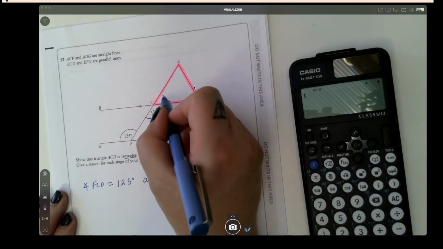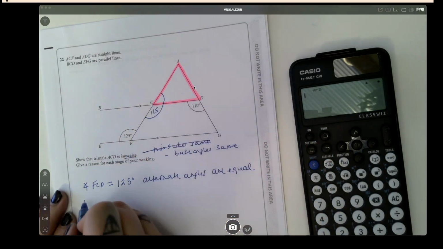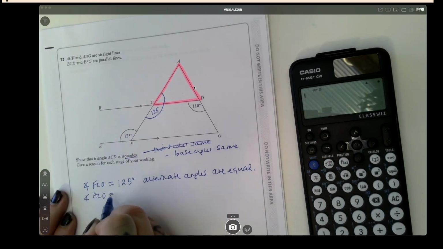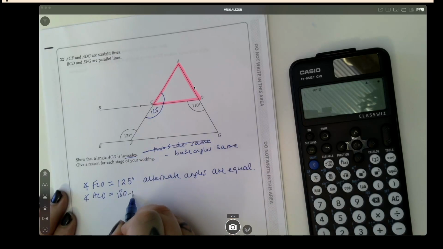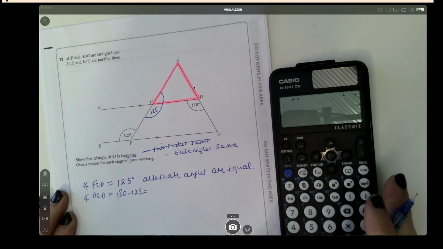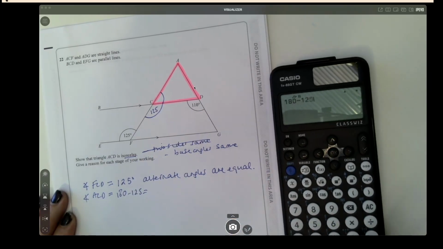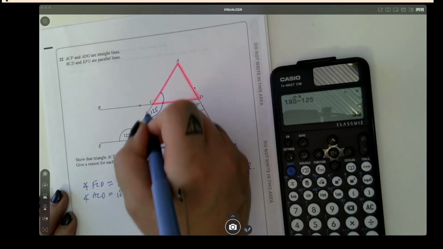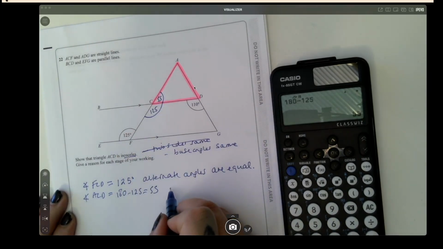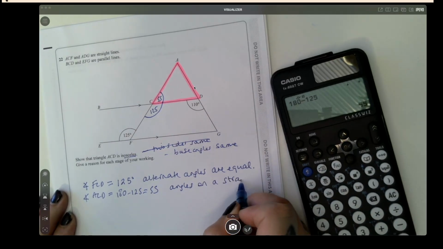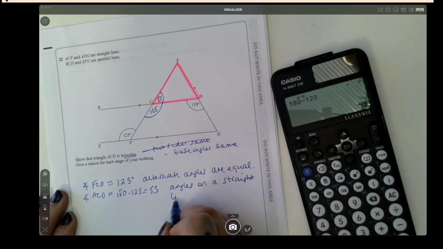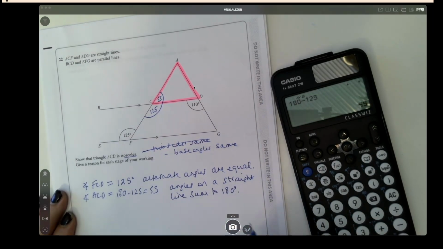Now that I know this angle, I can find this angle, so angle ACD, because angles on a straight line add to 180. So 180 subtract 125 is 55, so this is 55, because angles on a straight line sum to 180 degrees.